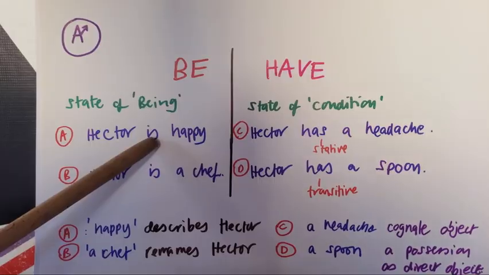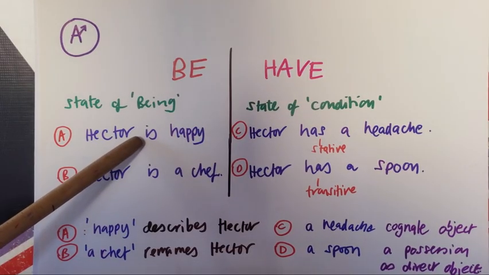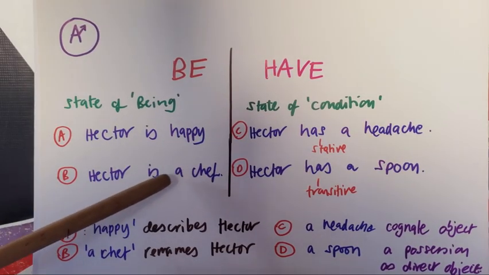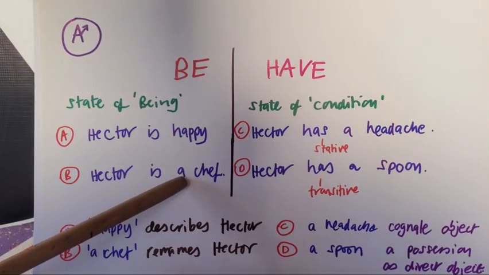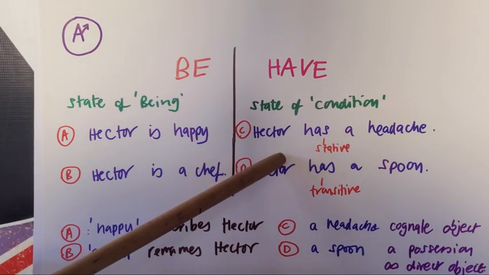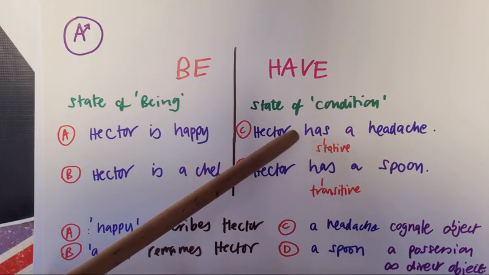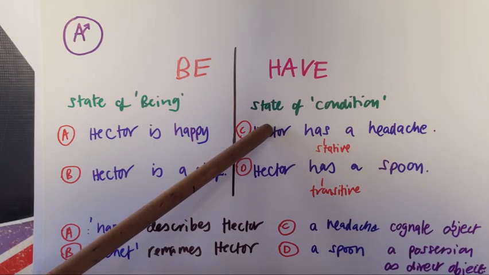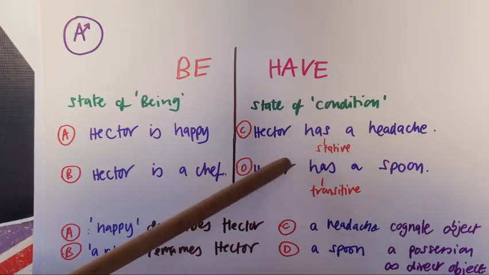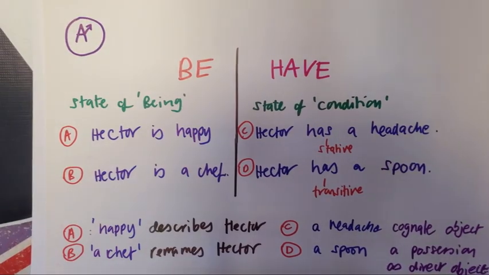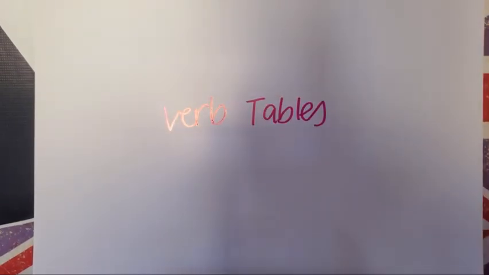Hector is happy. Is that permanent or temporary? Hector is a chef. Do we translate that? Is chef a profession considered permanent or temporary? Again, Hector has a toothache. Now, is that using the possessive form of have with objects, or Hector has a spoon? You see, you have to work it out. It's very easy, just apply some intelligence.